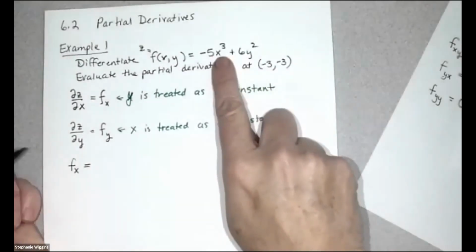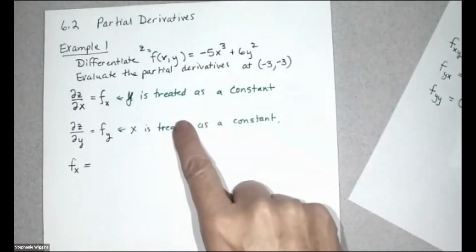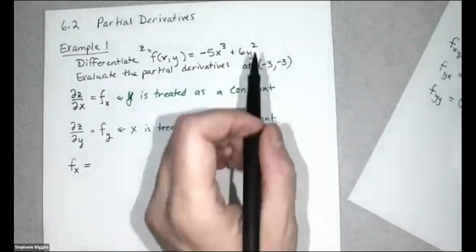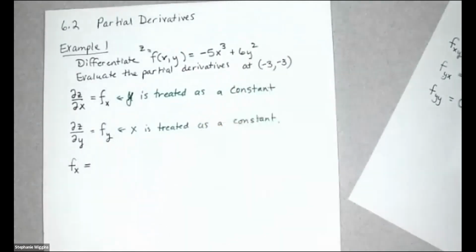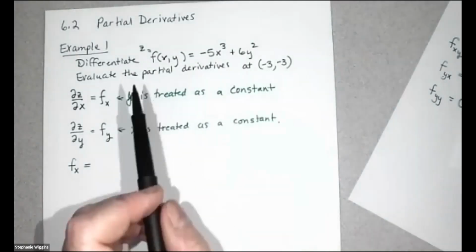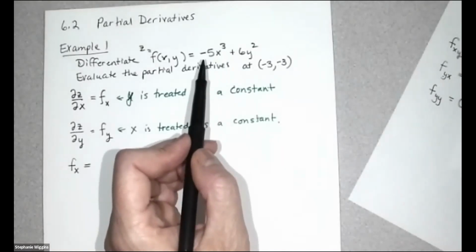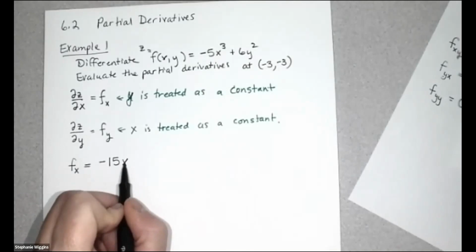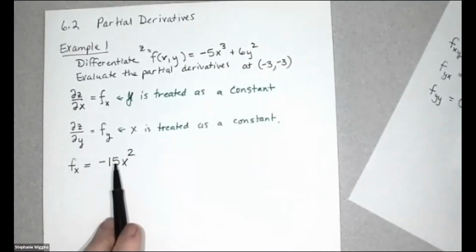So I'm differentiating this with respect to x. Y is treated as a constant. So that means if I take the derivative of this, it's going to be 0 because y is treated as a constant. And if I'm differentiating with respect to x, I take 3 times -5, that's -15. And then, of course, I subtract 1 from the 3. And so that is my derivative of f with respect to x.